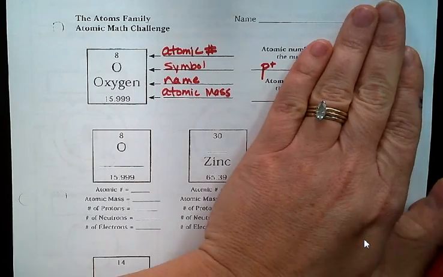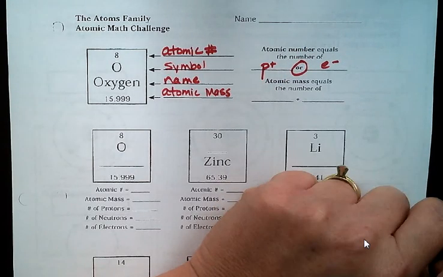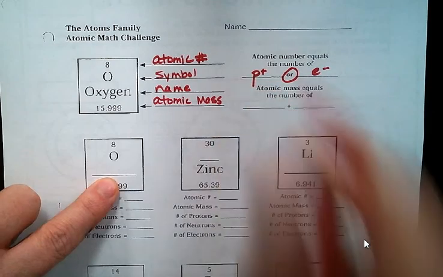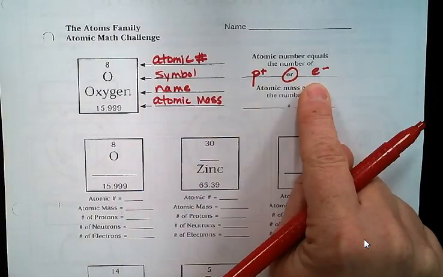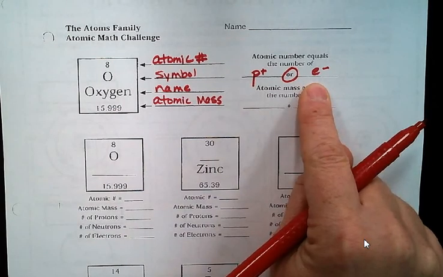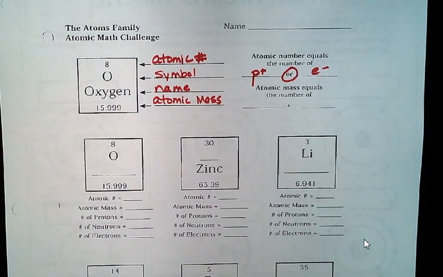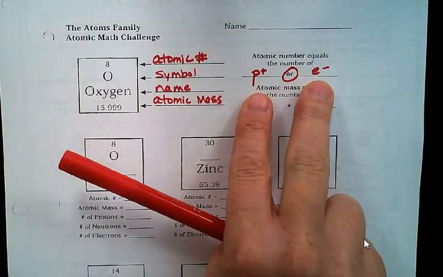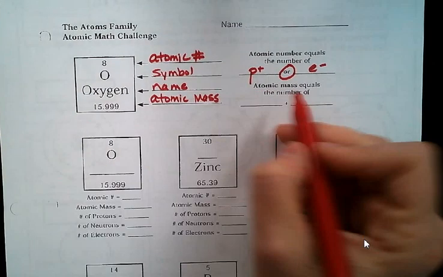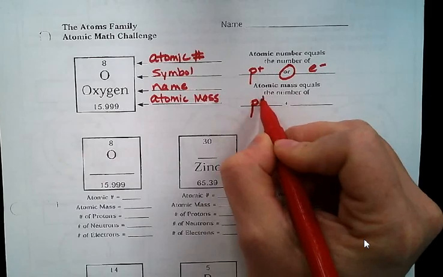I can't change the number of protons. That atomic number is definitely always the number of protons. And sometimes it will give you the electrons too, but electrons can change. But all the ones we're working with today are going to be neutral, so those two numbers will be the same. Then the atomic mass is equal to the protons plus the neutrons, and those are my abbreviations.